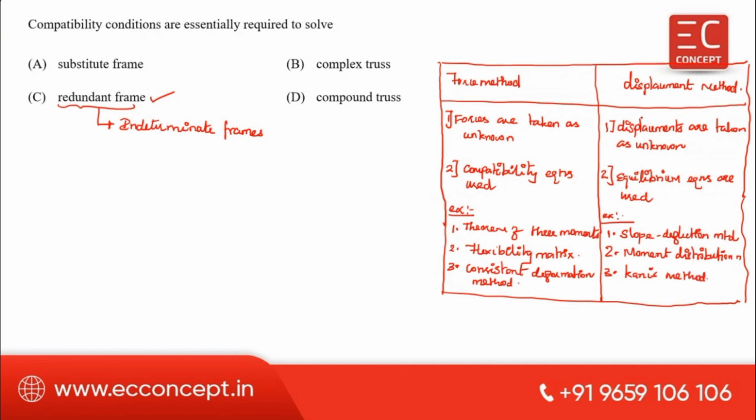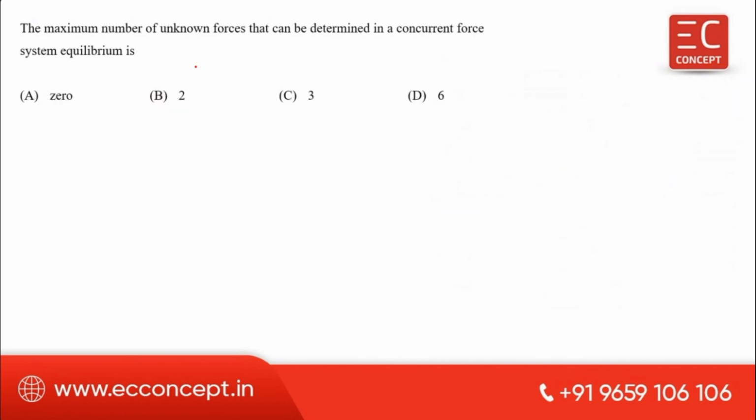So these are some of the important points that you have to keep in your mind while solving the problems, while solving the TRB questions. And the fourth one, one more thing we can write, is the stiffness matrix method. Okay, the maximum number of unknown forces that can be determined in a concurrent force system equilibrium is. So the answer for this question is B.